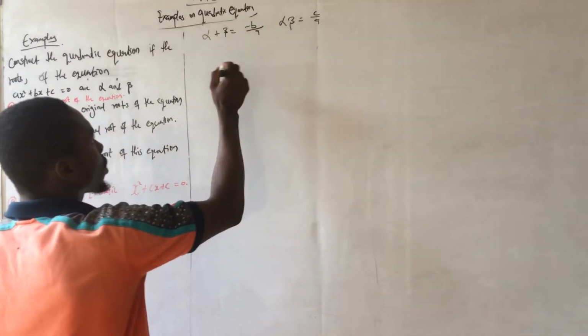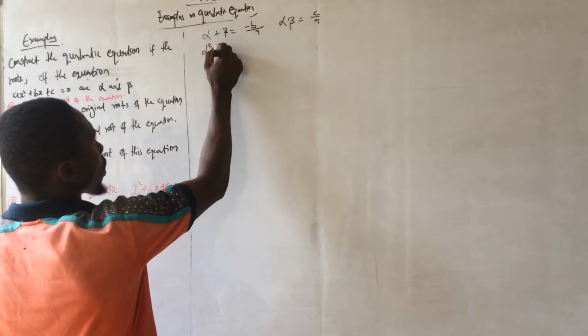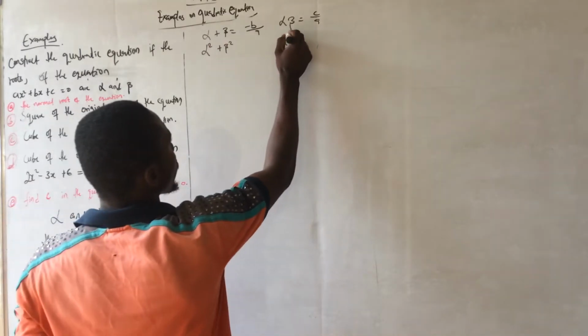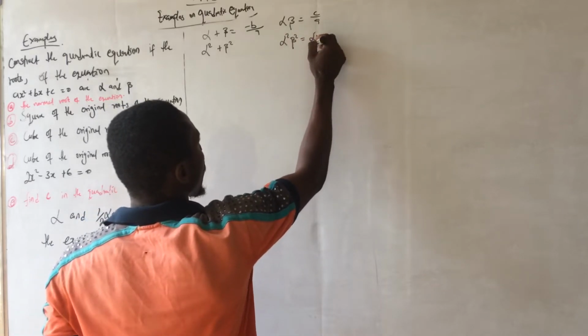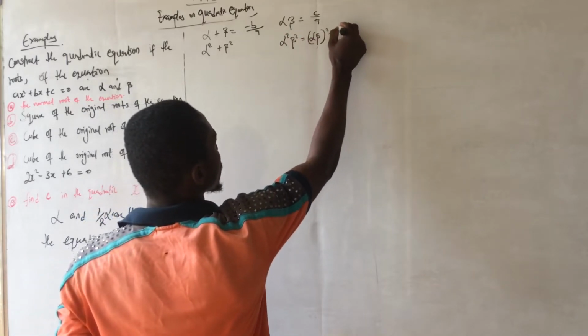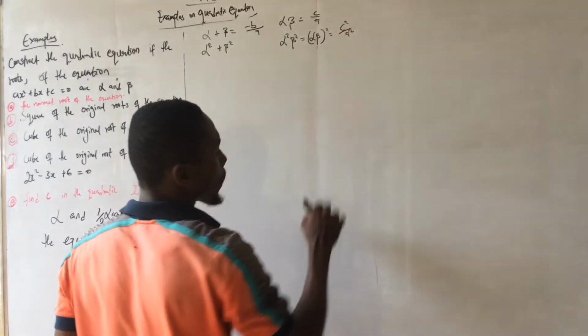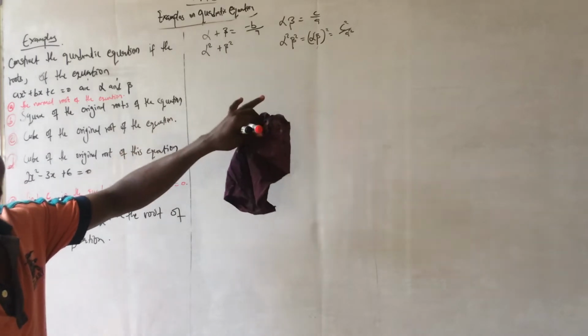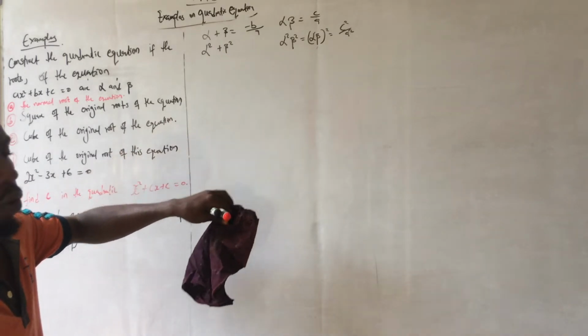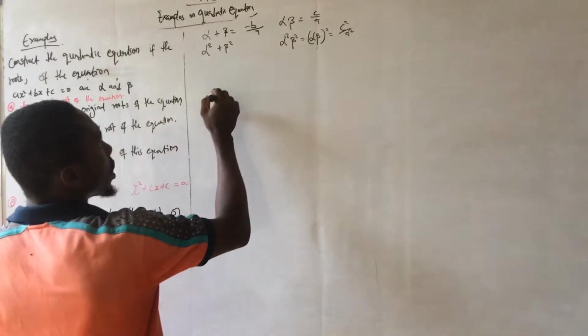So now, what we want to do is alpha squared plus beta squared and alpha squared multiplied by beta squared, which is what? Alpha beta all squared, which is c squared over a squared. So what is the next thing we're going to do? This alpha plus beta squared, is it equal to minus b squared over a squared? No. Why is it not equal to this?